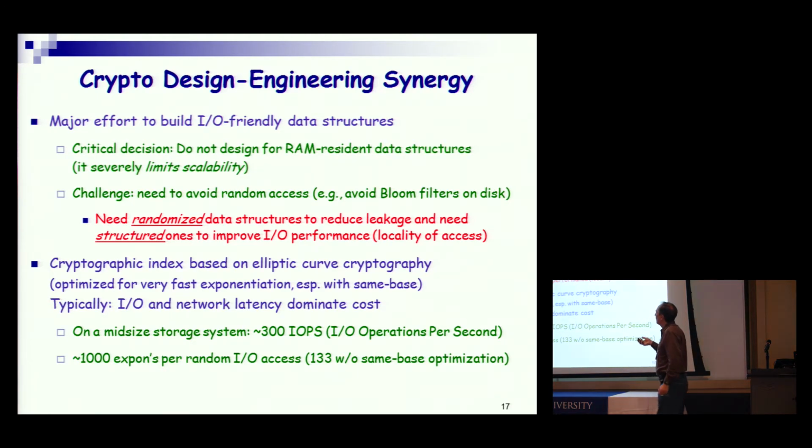The cryptographic operations that we use are mainly from elliptic curve cryptography. The nice thing is that I/O operations take so long, relatively speaking, that you can do many exponentiations per I/O access. Something like, we got to 1,000 exponentiations per random I/O access. So in that sense, when we have big data, the crypto is actually quite free. If you have small data, that's not the case.